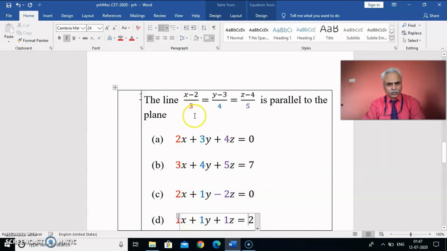So the only option is part C, because 3 into 2 is 6, 4 into 1 is 4, 6 plus 4 is 10, 5 into minus 2 is minus 10, and 10 minus 10 becomes 0. This becomes the answer. Once again, 3 into 2 is 6, 4 into 1 is 4, 6 plus 4 is 10, 5 into minus 2 is minus 10. That becomes the answer.